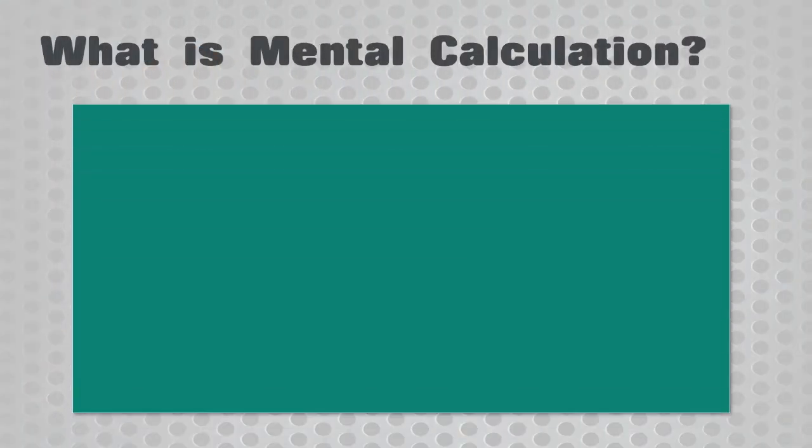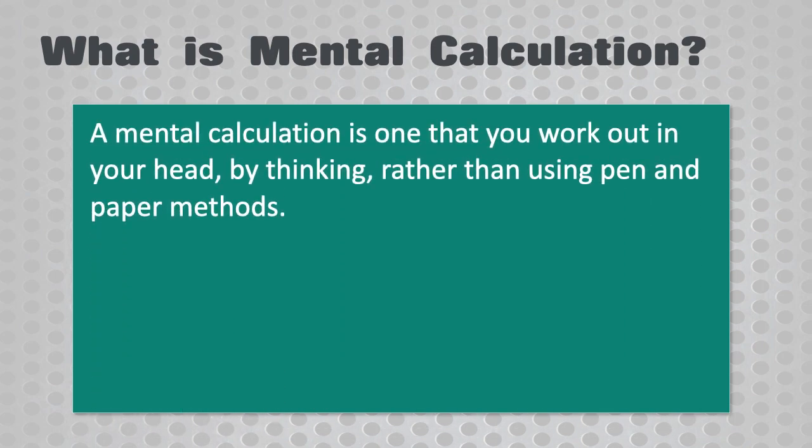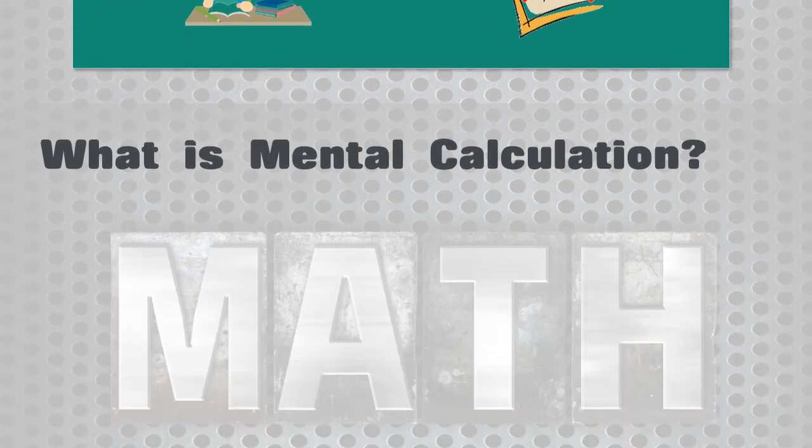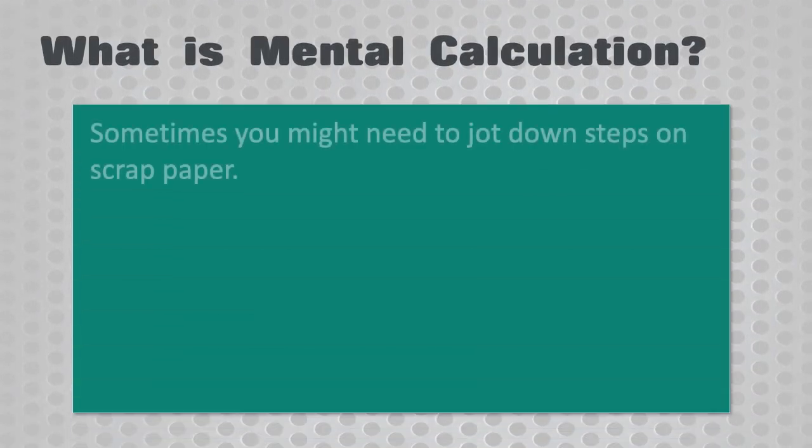What is mental calculation? Well, a mental calculation is one that you work out in your head by thinking rather than using pen and paper methods. Sometimes you might need to jot down steps on scrap paper. That does not mean that you're calculating, but the steps help you to remember. So it's reminders, not working.